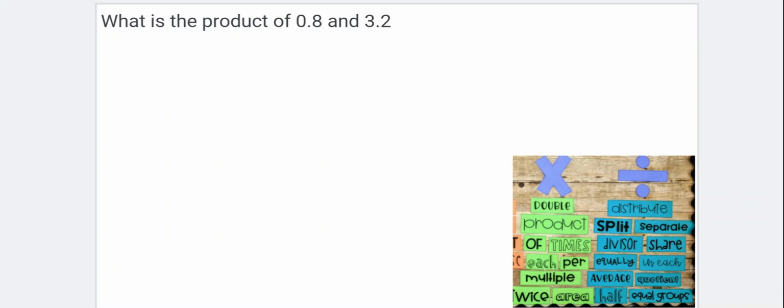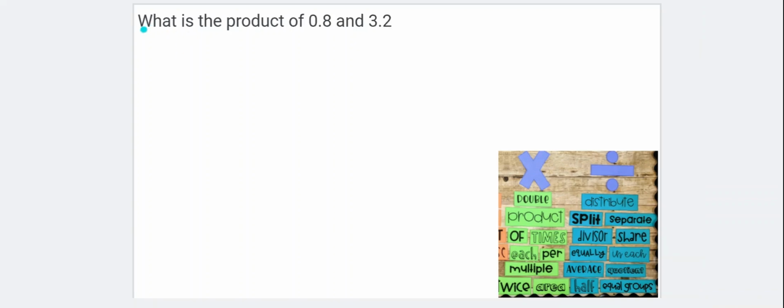Okay, let's take a look at this question here. What is the product of 0 and 8 tenths and 3 and 2 tenths? So I notice I have two decimal numbers, 0 and 8 tenths, and I have 3 and 2 tenths. And I am finding the product. What operation am I going to do if I am finding the product?